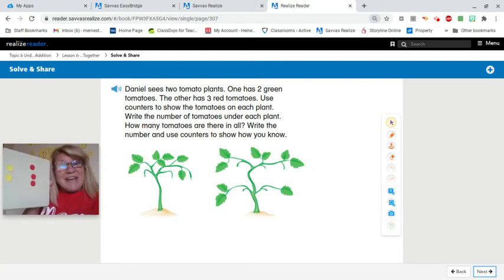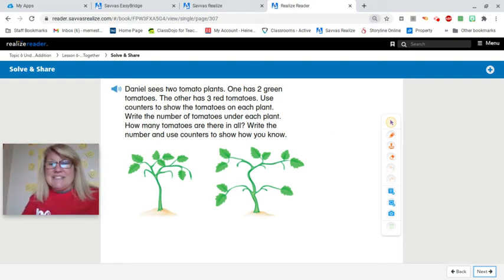You're right. Okay, so I'm going to leave it like this. If I have two plus three, do you know what my answer is? My answer is 5. Good job. Let's go ahead and write it. So grab your pencil and we are going to add the tomatoes and then we're also going to write it.